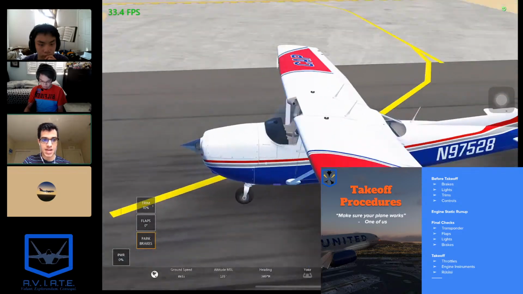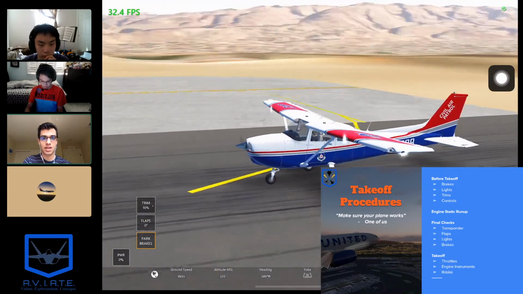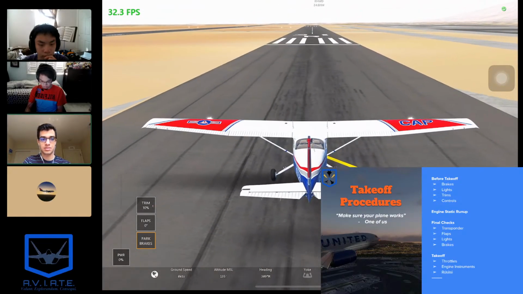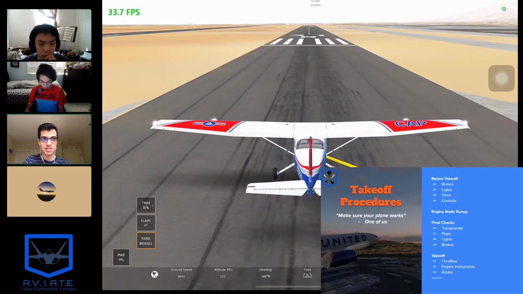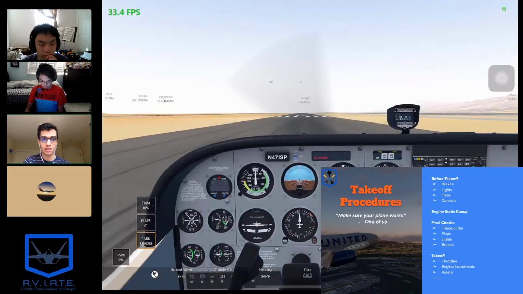Set the parking brake off, and then turn on your landing lights, and then you go on to takeoff. So as you line up with the runway, which Steven is right now, what you do is you turn off the brakes, turn off the parking brake, slowly push in the throttles.